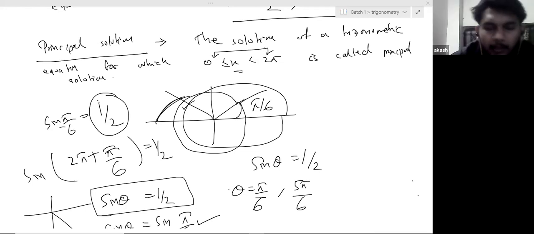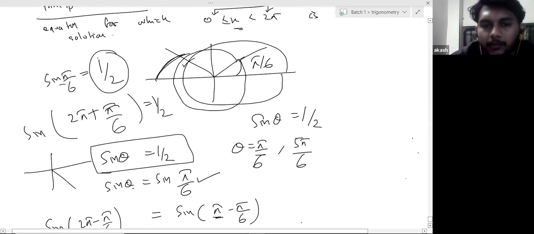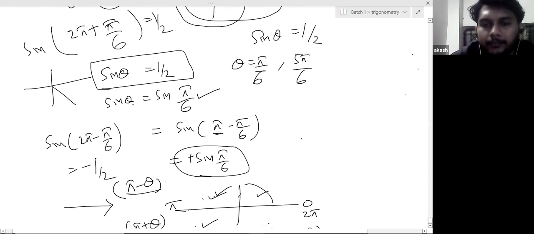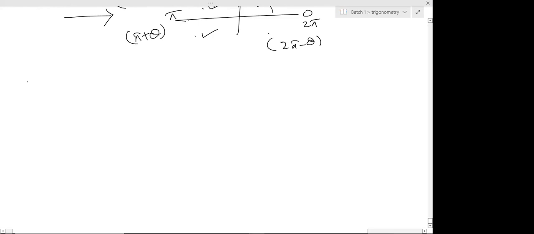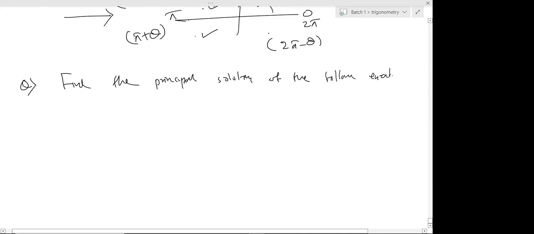All right, let's solve a few questions. First question. Find the principal solution of the following equation. Tan x equals root 3. All right, how to solve this one?